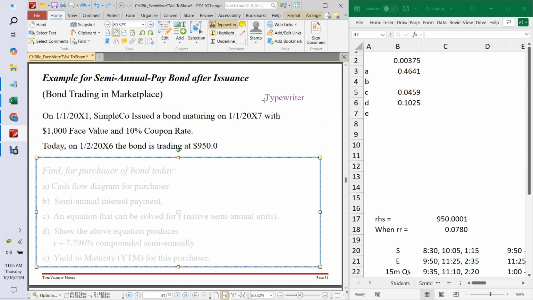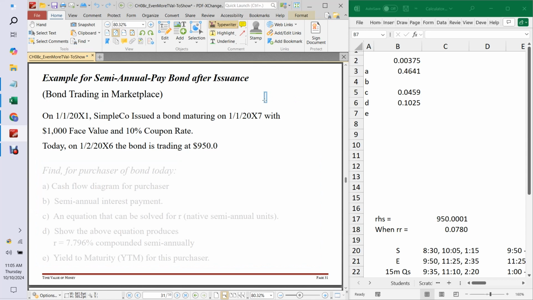So here's what we're given. Long ago and far away, January 1 of 20X1, SimpleCo issued a bond maturing on January 1 of 20X7 with $1,000 face. So everybody who bought a bond paid $1,000, and a 10% coupon rate. And today is January 2, 20X6. And the bond is trading, so we could buy it for $950 here.